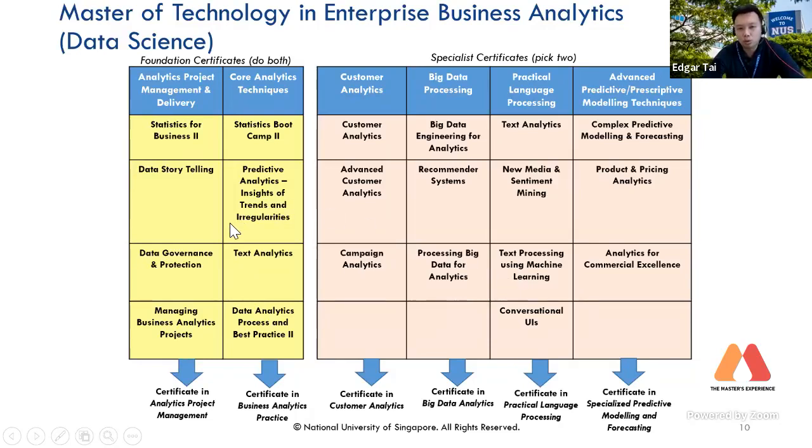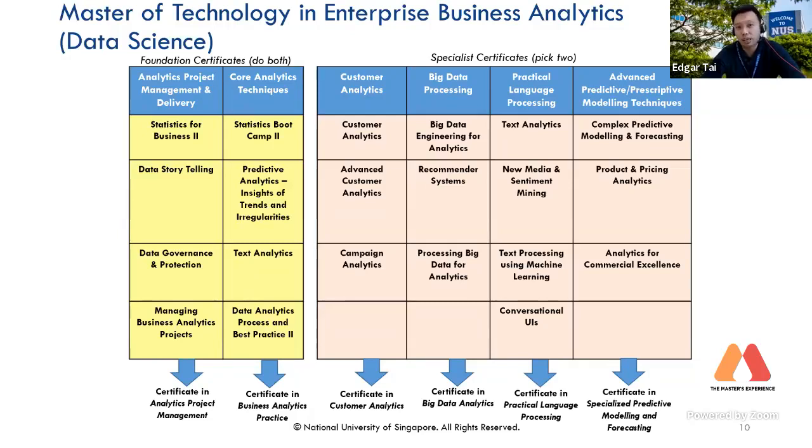So in order to obtain this master's degree in enterprise business analytics, you will have to complete 2 foundation certificates and 2 specialist certificates, so 2 out of 4. And from there, you finish off the capstone project and you will be eligible to graduate with the Masters of Technology in enterprise business analytics. All right, so that's how it works.